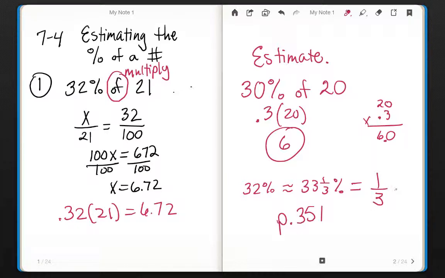So then 1/3 times, now did you still do it times the 20, or did you keep it 21? Sure. So she decided, well, the percent's close to 1/3. I'll keep it 21 because 3 goes into 21 evenly, and she got 7. So as long as you show me your work and they're reasonable estimates, you might have a slightly different answer, and that's okay.